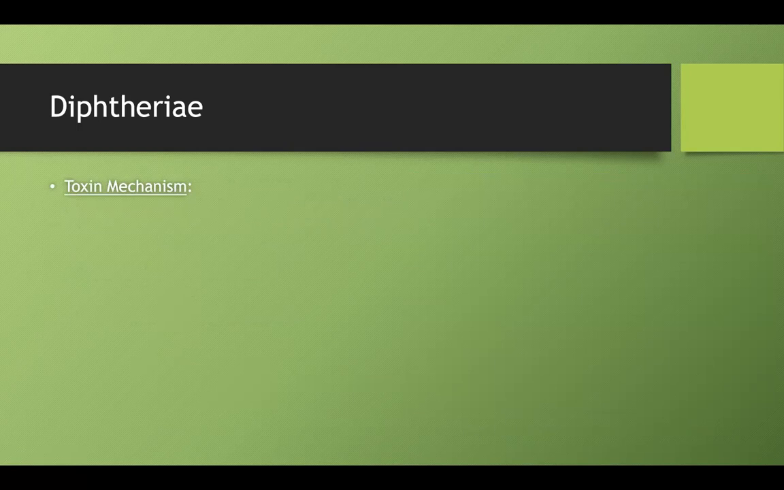Okay, so let's talk about the mechanism of diphtheria, because this is something that is very, very high yield for Step 1 and Level 1 especially. And it's always nice to have a refresher on it because I forget it sometimes. So diphtheria, the toxin is encoded by a beta prophage. And so what is that? That's actually a virus that infects diphtheria.